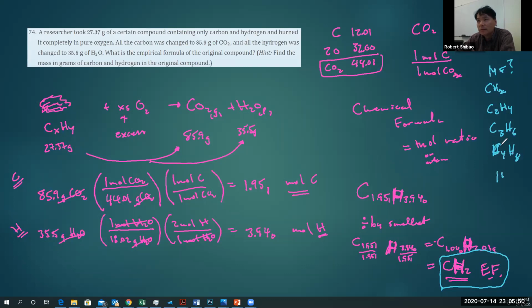I keep screwing this up, C5H10, C6H12, etc. It could be any one of these. Now, which one is it? Which one it is, we need a little bit more information.